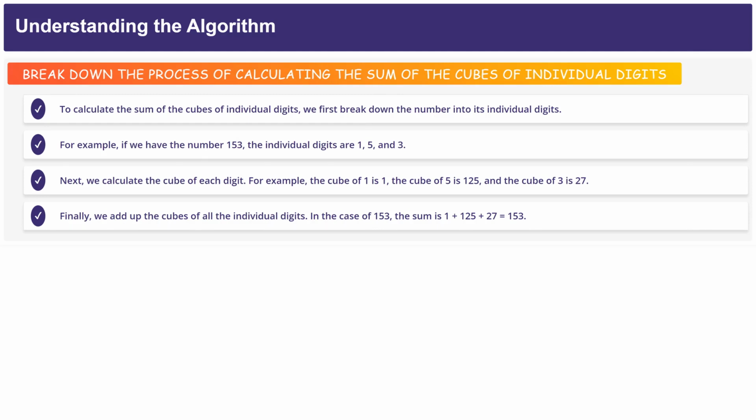Now let's break down the process of calculating the sum of the cubes of individual digits. First, we take the number and break it down into its individual digits. For example, if the number is 153, the individual digits are 1, 5, and 3. Next, we calculate the cube of each digit. For example, the cube of 1 is 1, the cube of 5 is 125, and the cube of 3 is 27. Finally, we add up the cubes of all the individual digits. In the case of 153, the sum is 1 plus 125 plus 27 equals 153.